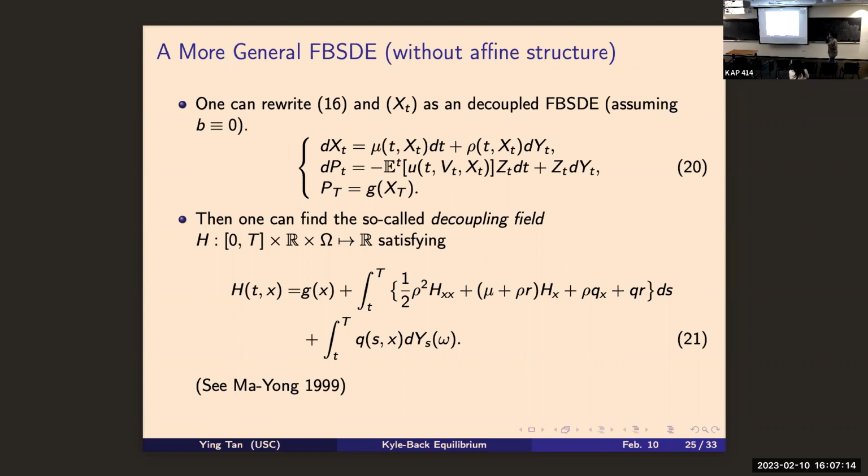In 20, it's decoupled, yes. The X does not depend on P and Z, right? Yes, so it's decoupled. Y is given, yes. Right, Y is given. Y is the observation. Everybody can observe Y.